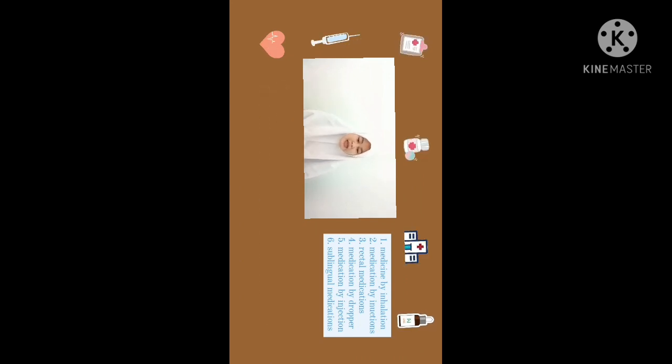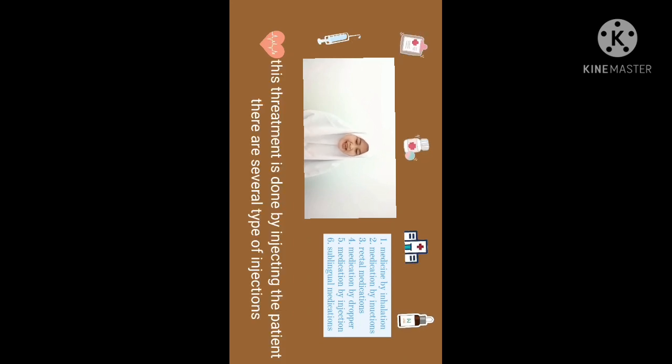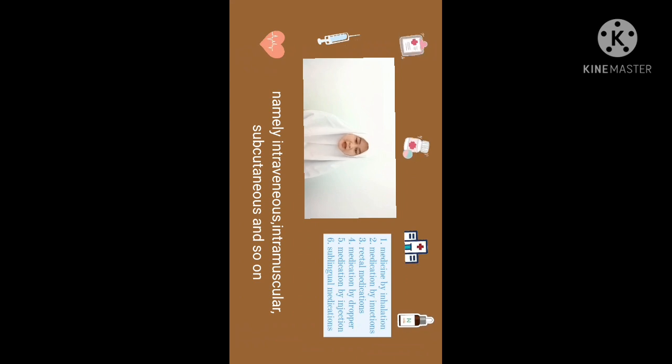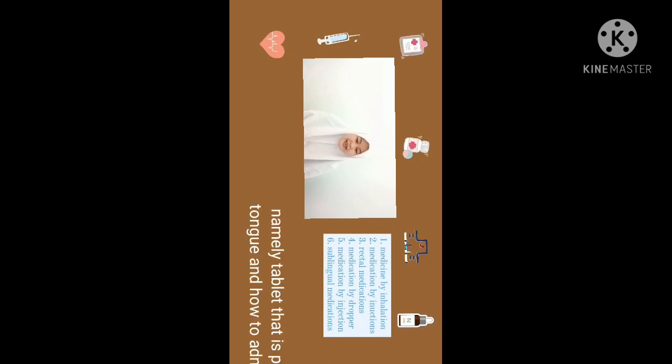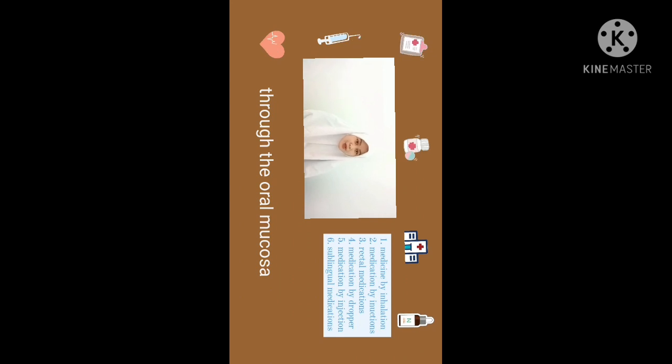Number 5. Medication by injections. This treatment is done by injecting the patients. There are several types of injections, namely intravenous, intramuscular, subcutaneous, and so on. Number 6. Sublingual medications, namely a tablet that is placed under the tongue, and the drug is administered through the oral mucosa.